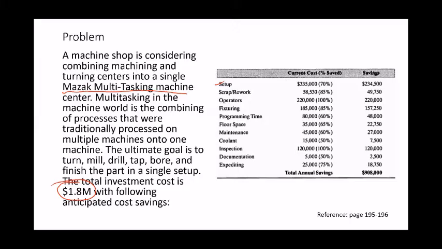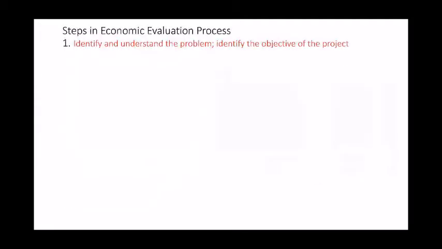And then we have, for example, operators, $220,000. So we can save 100% of that amount. Okay, so we have scrap, rework, operators, fixturing, and so on and so forth. That's why the total savings is $908,000. Okay, so remember that.